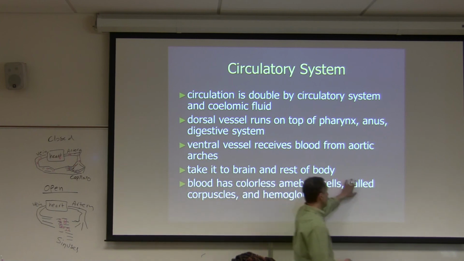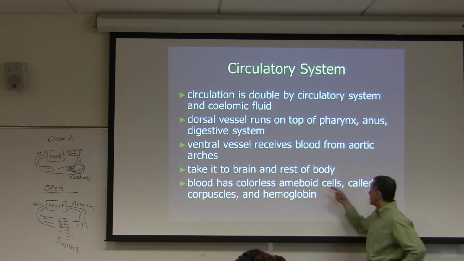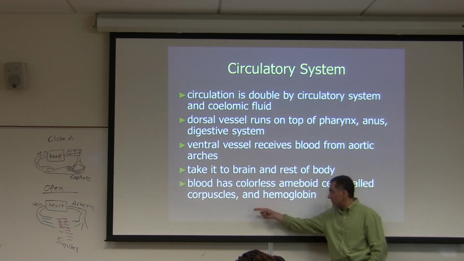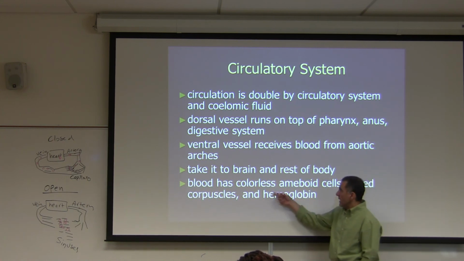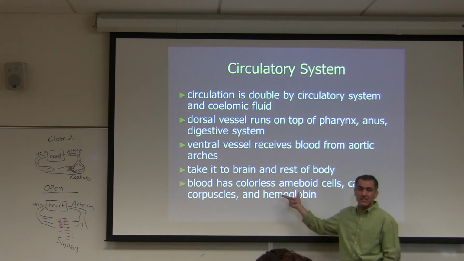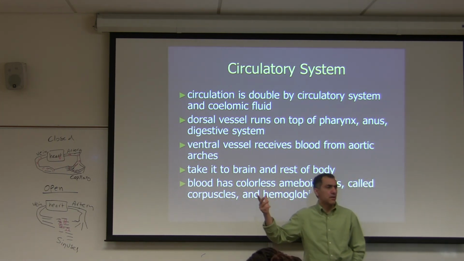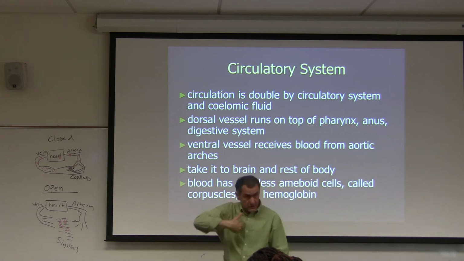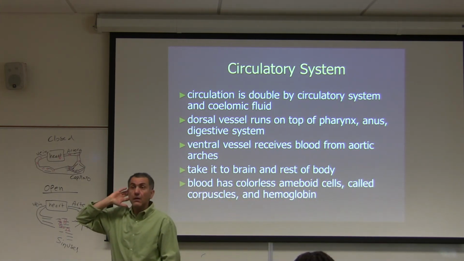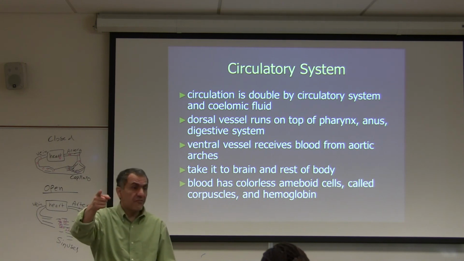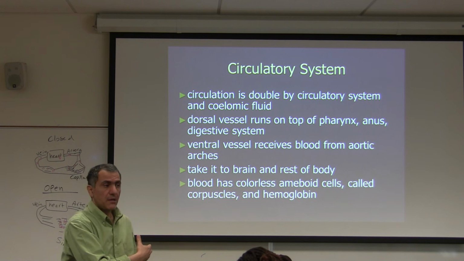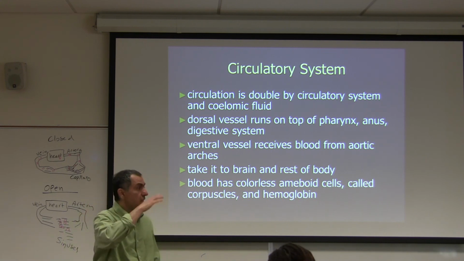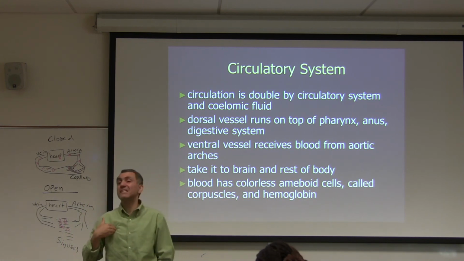I have asked that. They have colorless amoeboid cells called corpuscles. And of course, they have hemoglobin. The red blood cells have hemoglobin. But what do you think is the function of these colorless amoeboid cells in these animals? What do you think they are? And they're equivalent to what in us? Kill bacteria. Very good. They're part of the defense system of these organisms. They eat bacteria, it's like our immune system.